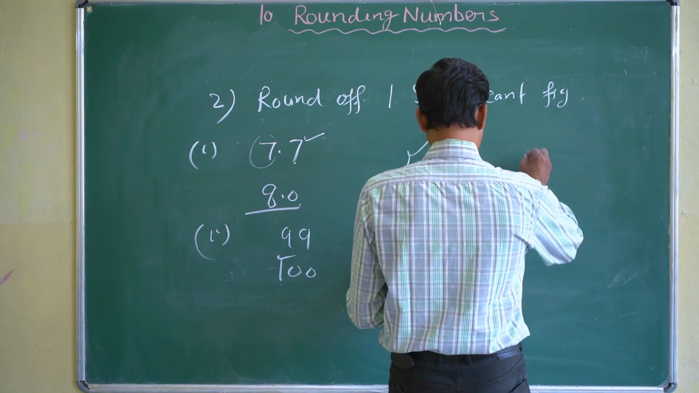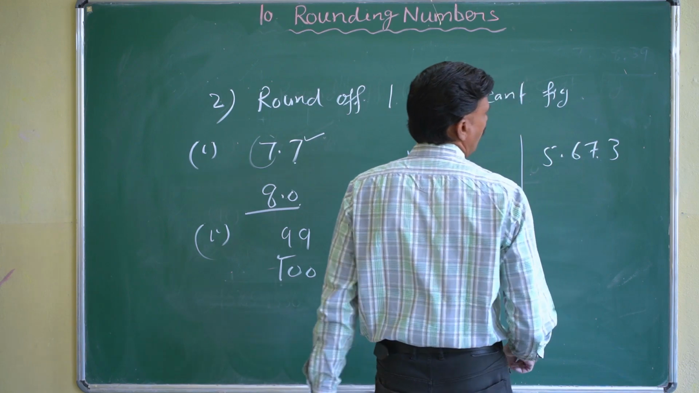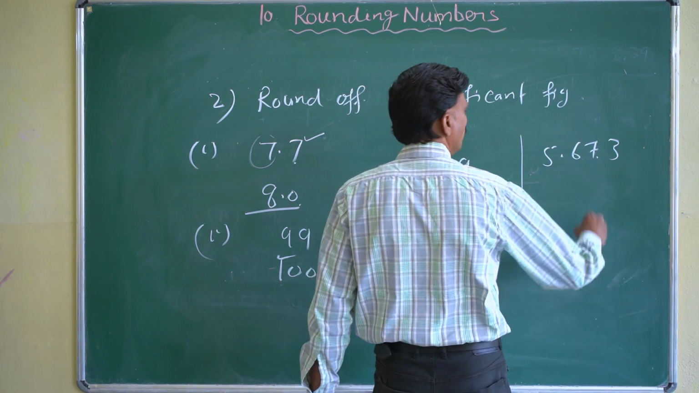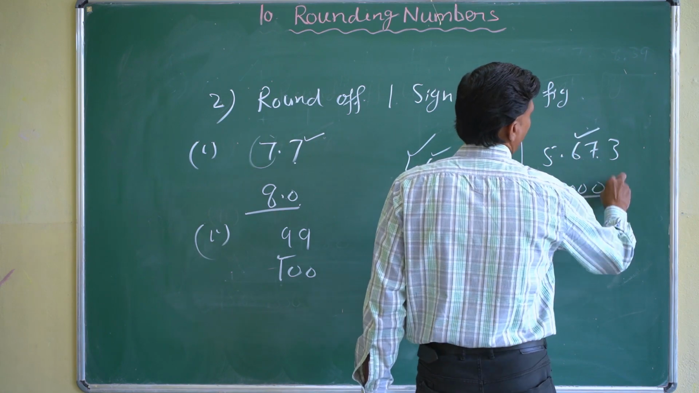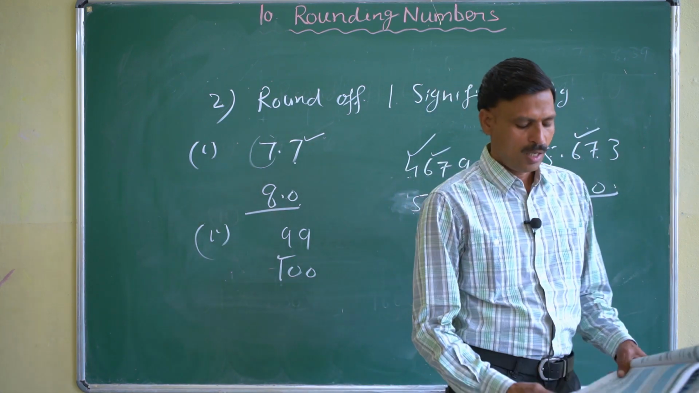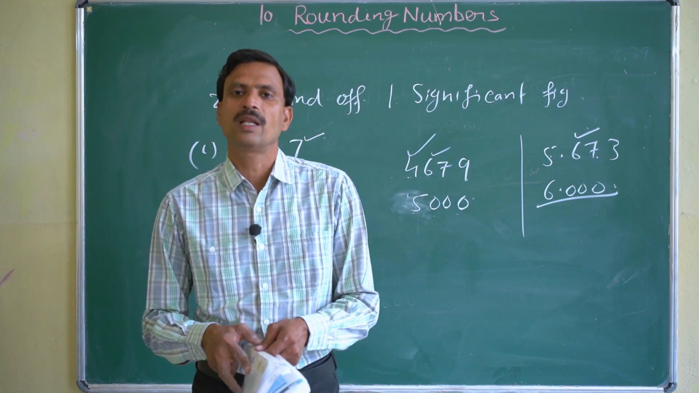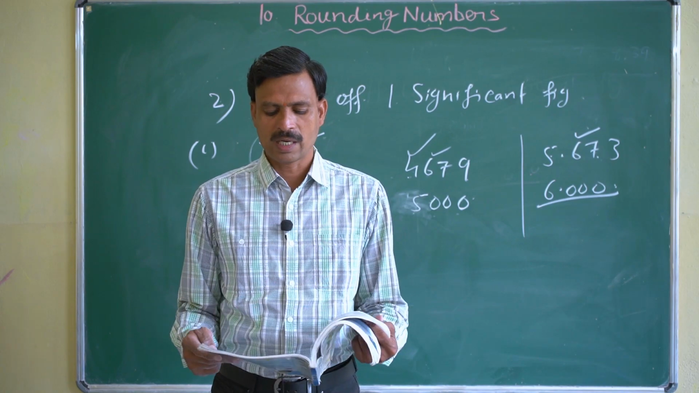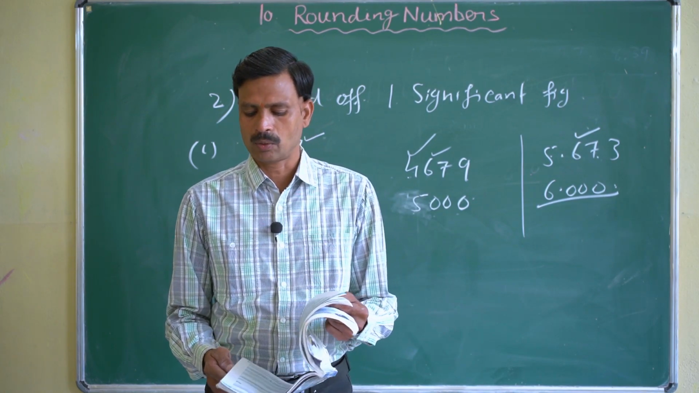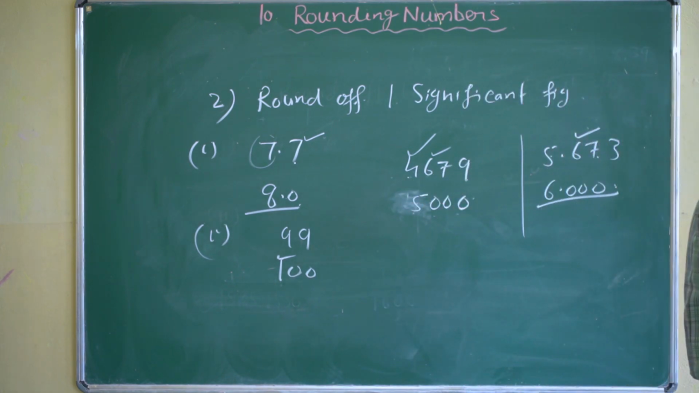The same rule for all. Okay. Similarly, if it is 5.673 and we want to write in one significant figure, since the next digit is 6, this becomes 6.00, like this we will solve. Okay. So like this, with these questions, chapter 10 is over. Now I will explain the next chapter, that is chapter number 24, that is geometry. Okay.